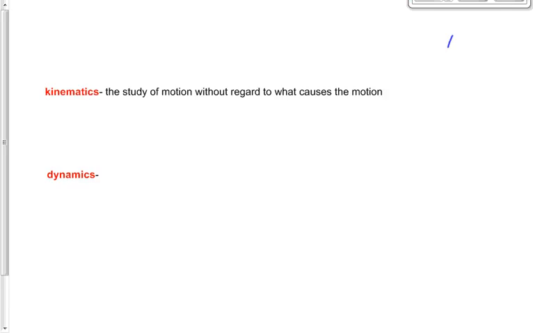That's dynamics, where we talk about what caused it to move in the first place. Dynamics is the study of motion, just like kinematics is the study of motion, except it is with regard to what causes the motion. In other words, dynamics is the study of forces. Forces cause motion, so dynamics is the study of forces.